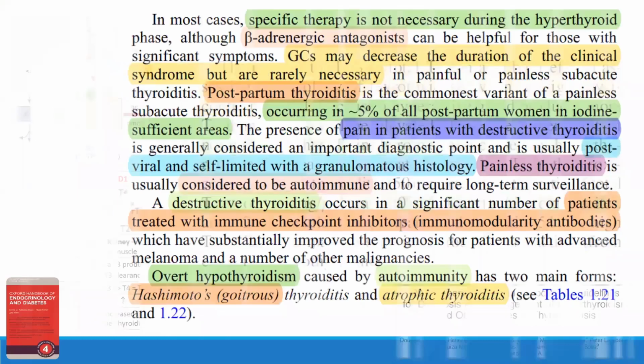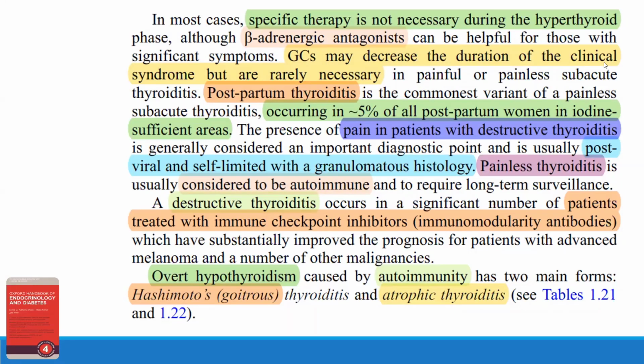In thyroiditis, most of the cases need no specific treatment, just a beta blocker if the patient presents with tremor, palpitation, tachycardia. The glucocorticoid may decrease the duration of the condition, but is rarely necessary. So glucocorticoid is not routinely used in the treatment of thyroiditis, just in a mild case.